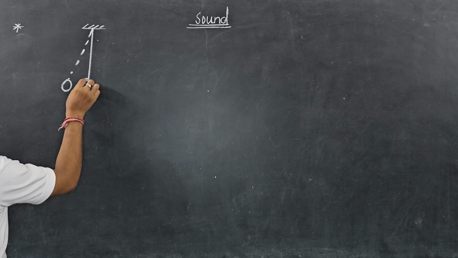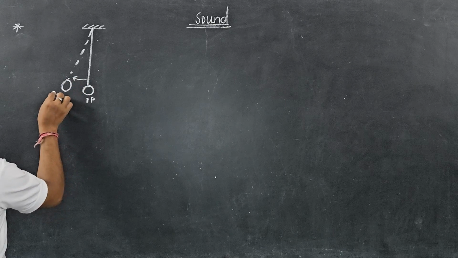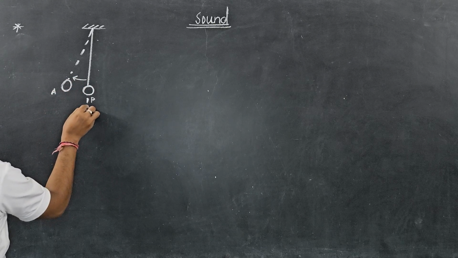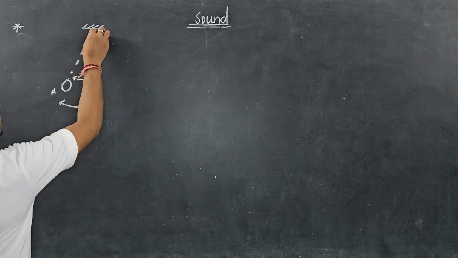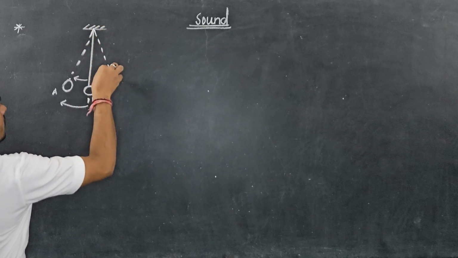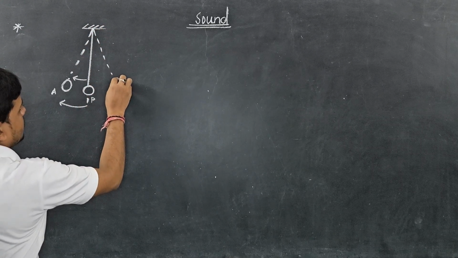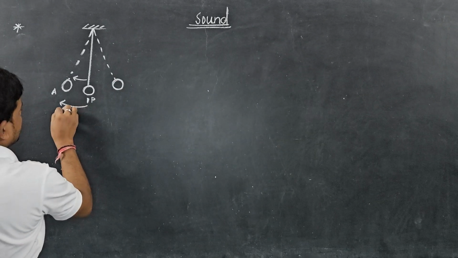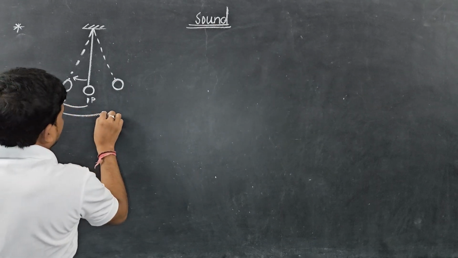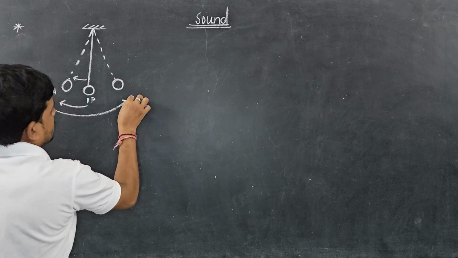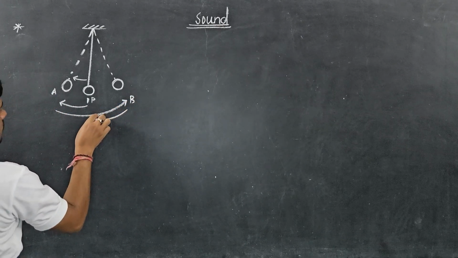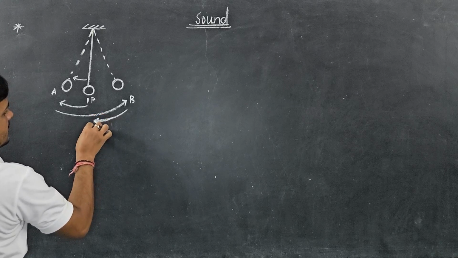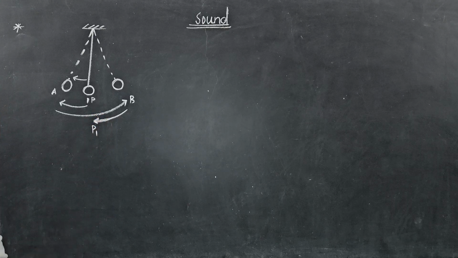The pendulum starts to move towards the extreme left position, that is the position A, and then back to the mean position, and reaches the extreme right position B, and goes back to the mean position again. Then one vibration is said to be made by the pendulum.